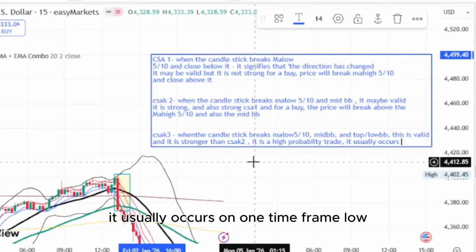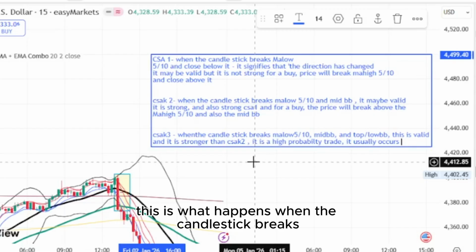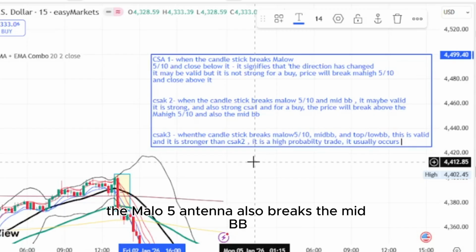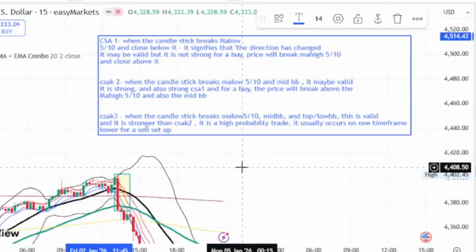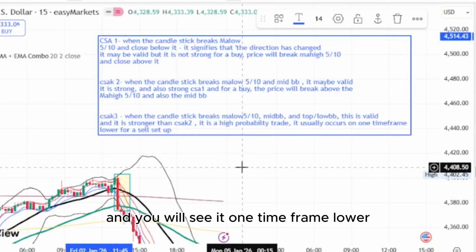So this happens when the candlestick, this is for a sell setup, breaks the moving average 5 and 10 low, also breaks the mid BB, breaks the top and low BB. This is a very valid setup and it's a high probability trade. And you'll see it one time frame lower. Meaning that maybe you saw CSAK2 on a higher time frame. If you go one time frame lower, you are going to see CSAK3.